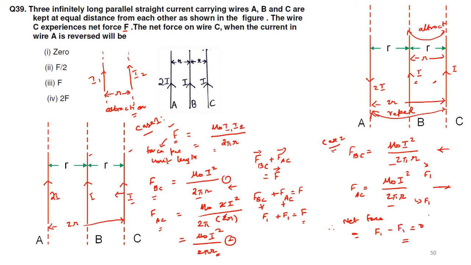Why do we have to subtract? The two vectors are in opposite direction. On C, due to B, it is towards left. On C, due to A, it will be towards right. But the magnitudes of the forces are equal. We call them F1, F1. So F1 minus F1 is 0 in the second case, but F1 plus F1 is equal to F in the first case. Therefore, the answer is 0. That is option 1.